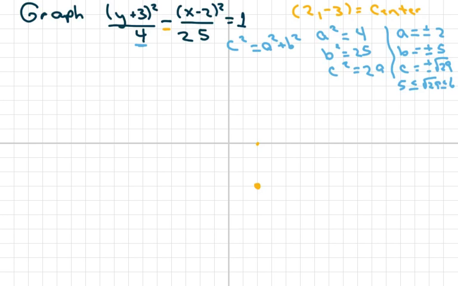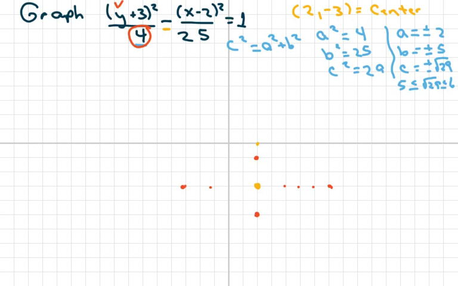So basically I'm going to start graphing this for my y. And since y starts, we're going to open up and down on this. So for my y, I'm going to go up 2 and down 2. For my x, I'm going to go to the right 5 and to the left 5.